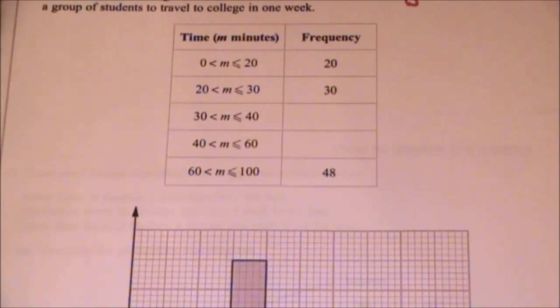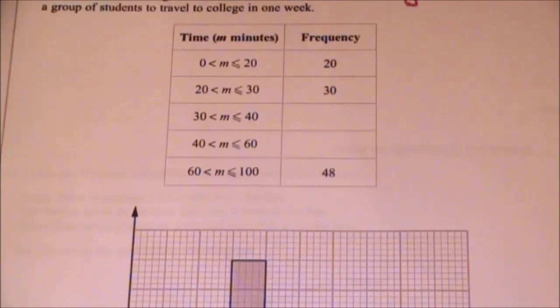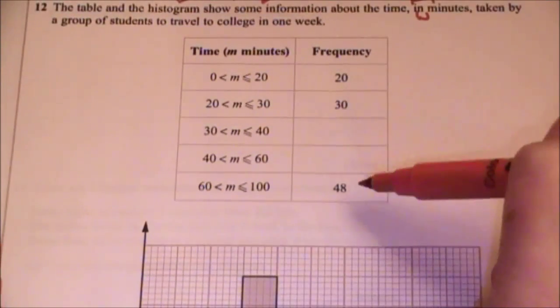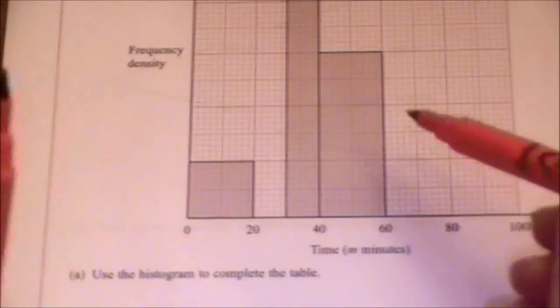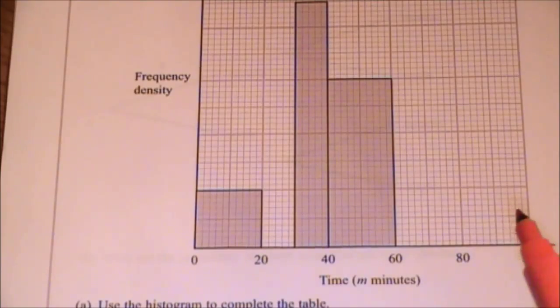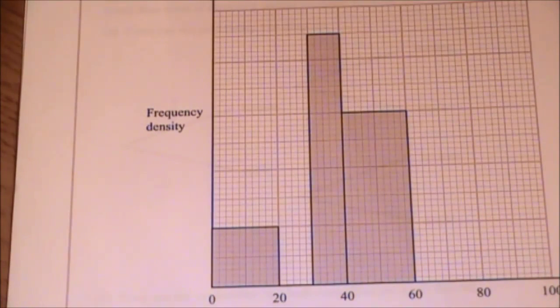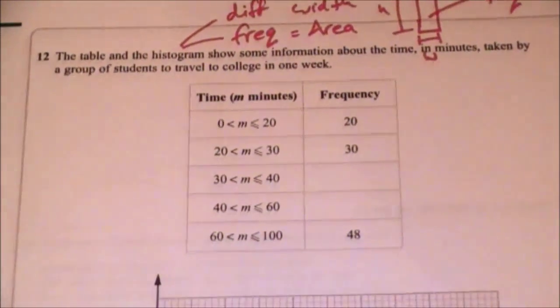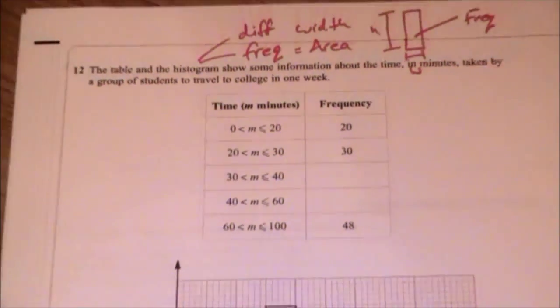I always find it easier to do it all together. Generally, they're going to ask you to do it both ways. They'll be missing some information in the table and they'll be missing some of the information in the histogram. What you need to do first of all is find the key. You need to find the way of unlocking the histogram and the table. So we need to find out what they have in common.